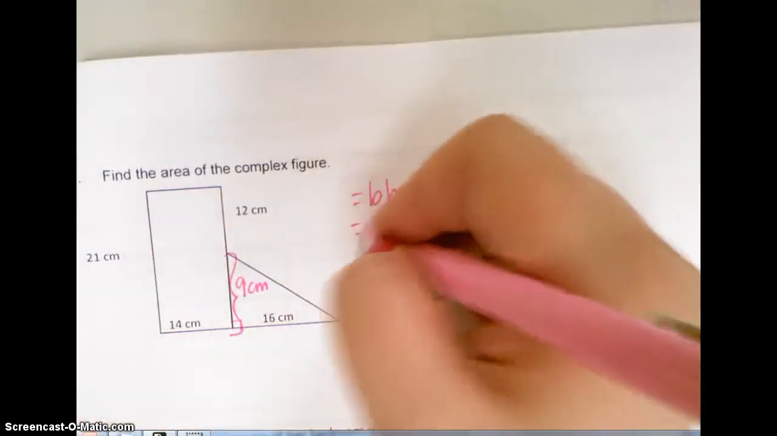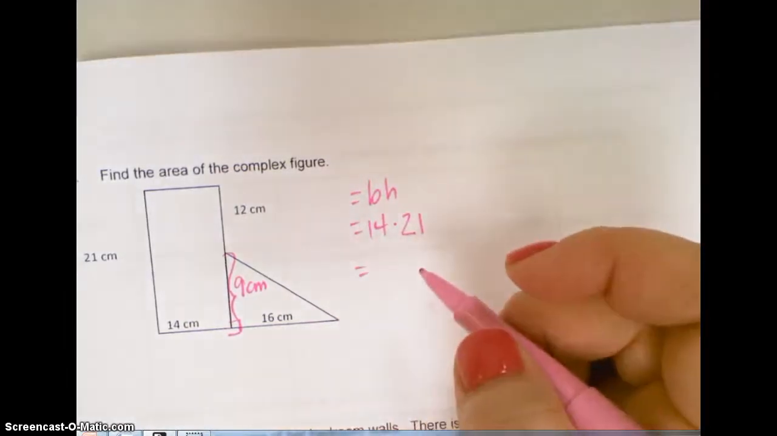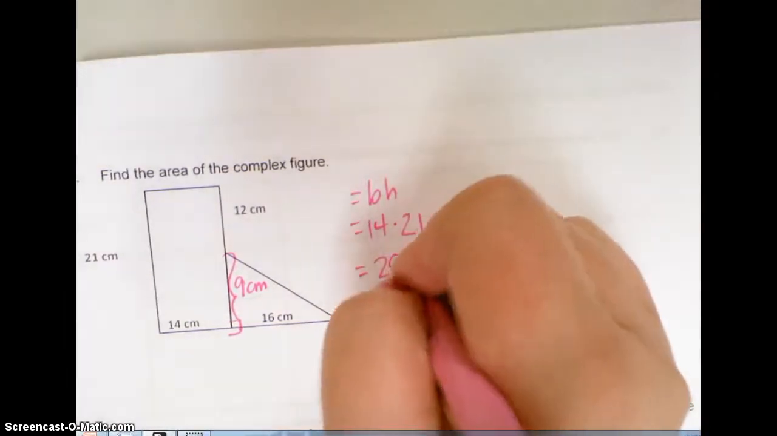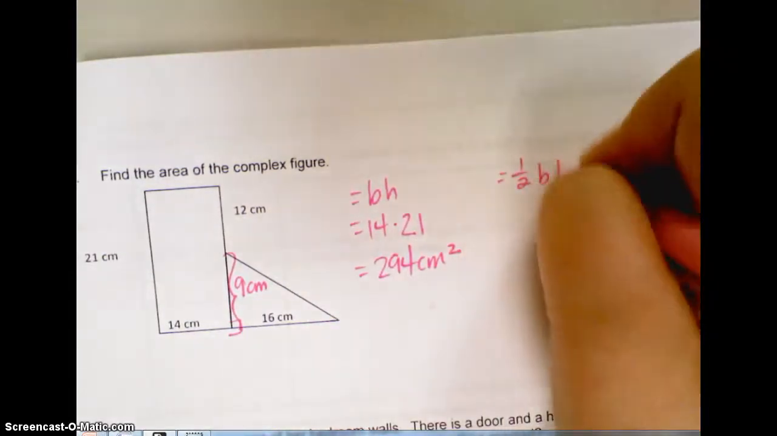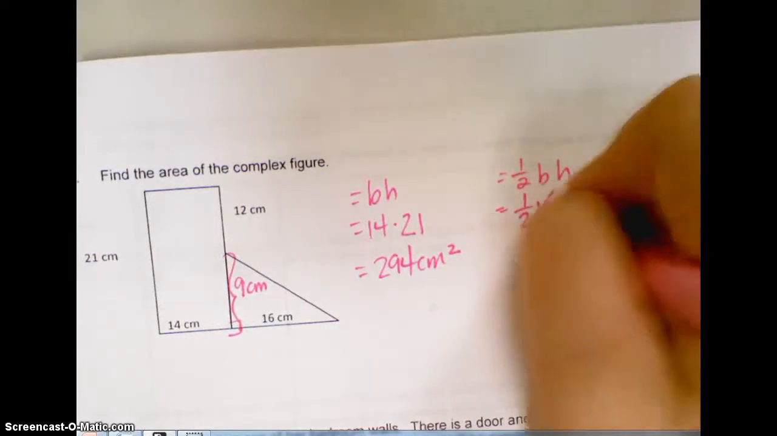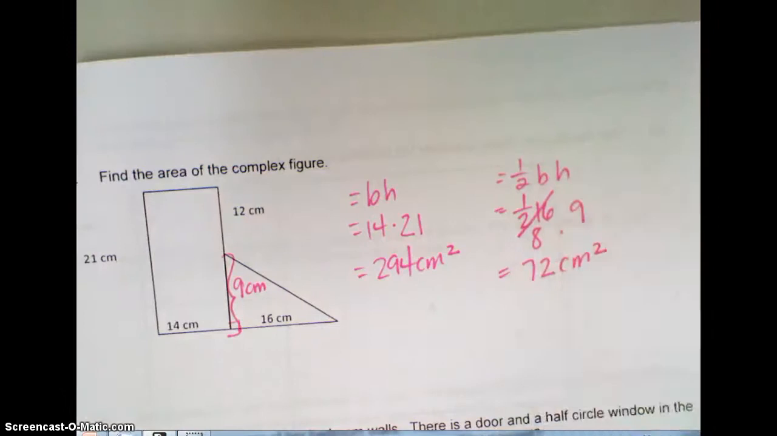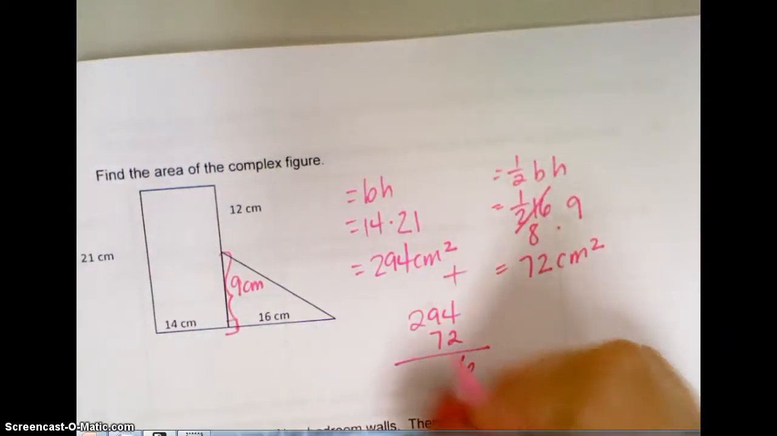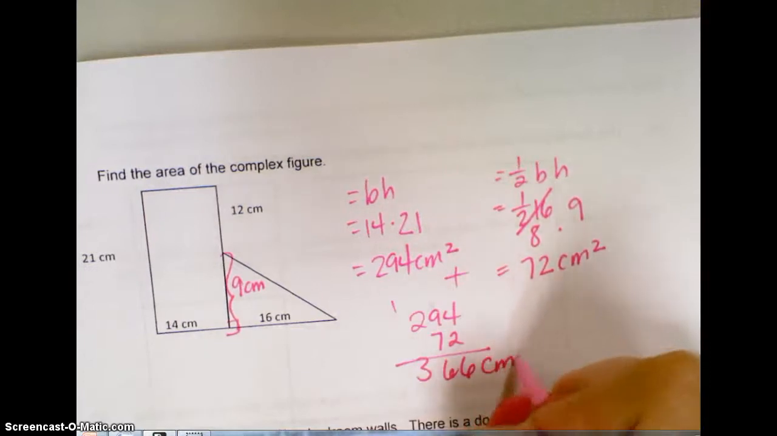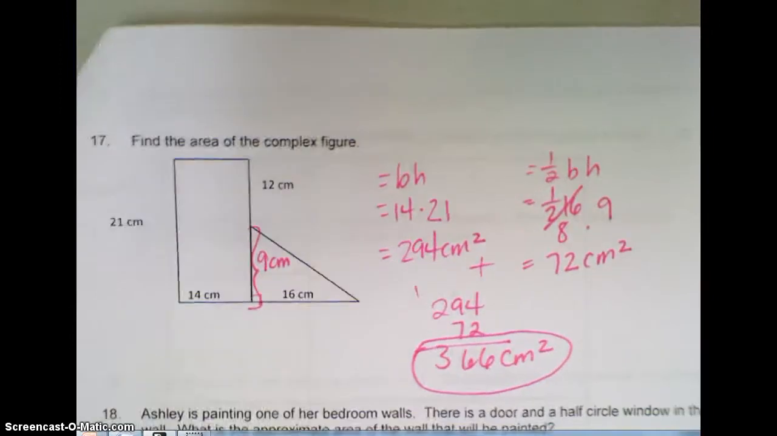Okay. The area of this part is going to be base times height. My base is 14. My height is 21. 14 times 21 is what? 294. Then I have my triangle, 1/2 base times height. I'm going to do 1/2 of 16, which is 8, times 9. 8 times 9 is 72. And then I need to add those two together. 294 and 72 is going to be 366 centimeters squared. Questions?